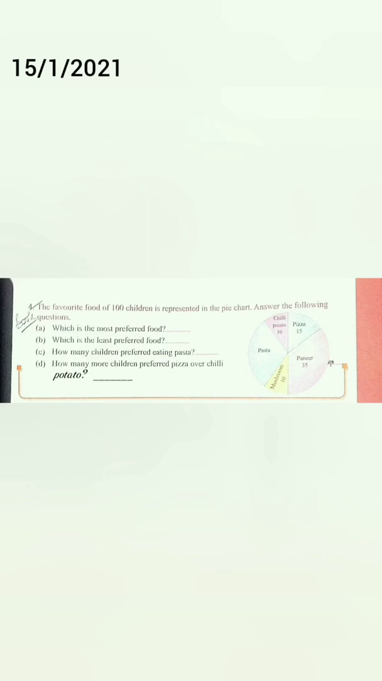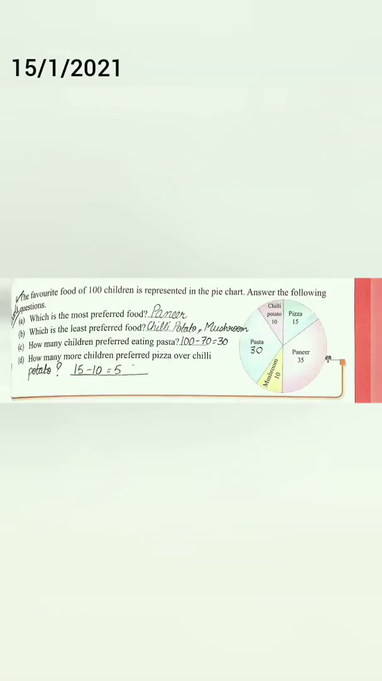Now the last question is part D. How many more children preferred pizza over chili potato? For finding it, we will find the difference between the number of children who liked pizza and chili potato. The number of children who liked pizza is 15 and the number who liked chili potato is 10. Now subtract 15 minus 10, that is equal to 5. So the answer is 5. Now you can write the answer from here.